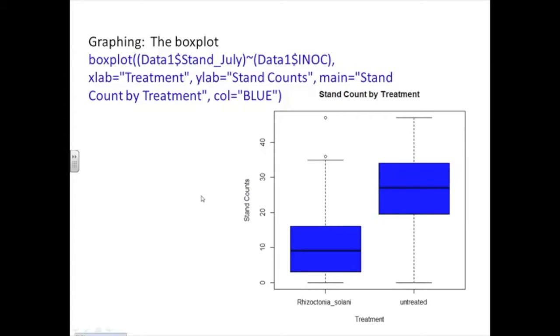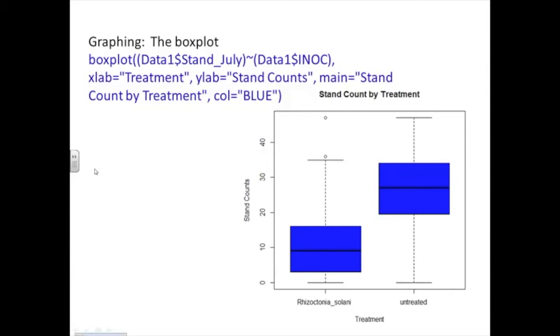So now we have our data read in, we can use the boxplot command, the famous boxplot command, okay? And in this case, we haven't attached our data, so we have to tell it that I'm in the data file called data1, and I want to look at the distribution of the July stand counts relative to inoculation, right? And then the rest of this, I'm setting my labels, X labels, Y labels, giving it a main title, and I'm saying color it blue.